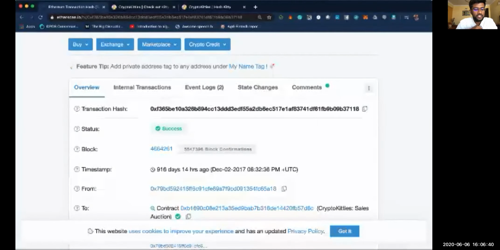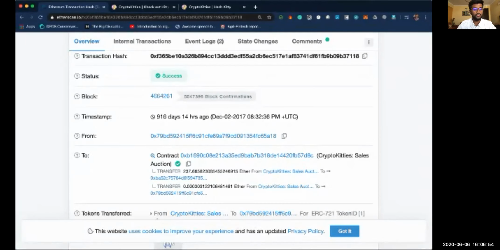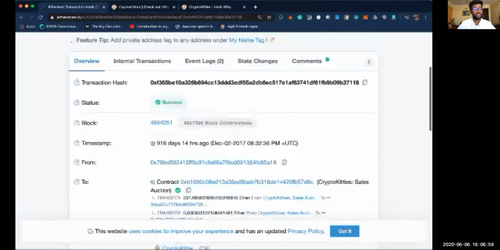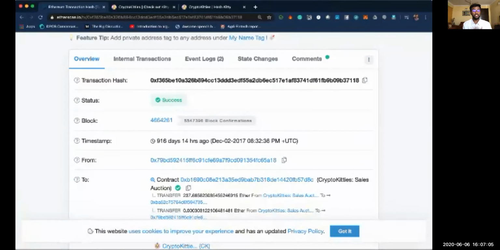Can you read these 916 days and all of this? To, from, all of this? I can read transaction hash, status, block. Right. Great. So you don't have to read all of these cryptographic public keys. That's of no use. Main thing is to read, I'll scroll a bit slowly, these keys, because that is where it says when this transaction happened, which block number it went into, which public key sent this. You don't know who was the owner, but which public key, which wallet was the owner of this particular Genesis kitty, right? And the status is success.